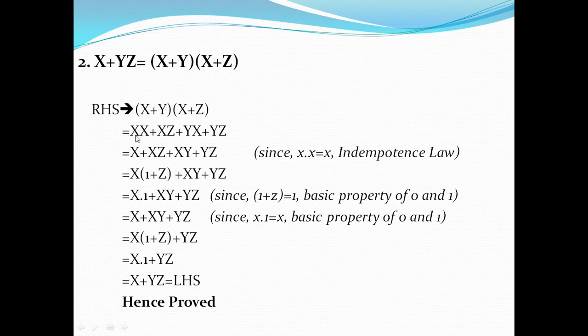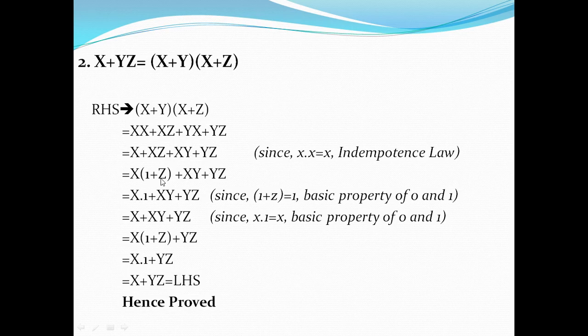Now see, x dot x, we have learned in the idempotence law that x dot x is always equal to x. Since x dot x is equal to x, we can write this term as x. Rest all the terms are the same. Now the first two terms, we can take x as common. What are we left with? We are left with 1 plus z, and the two terms are the same.